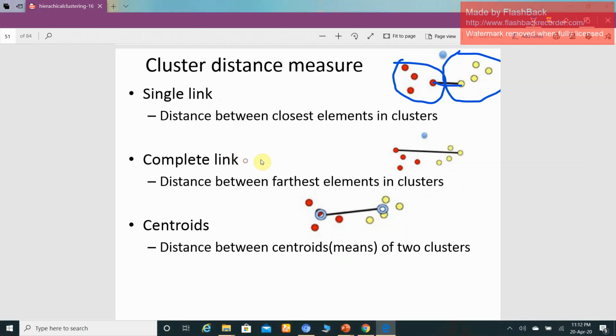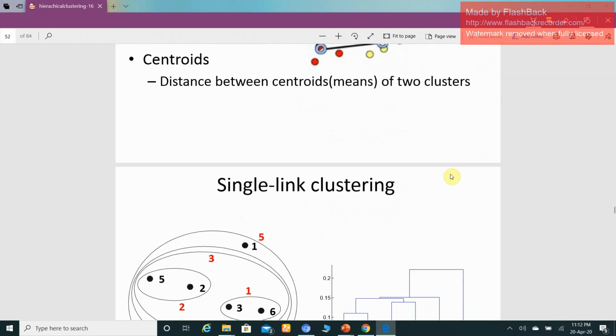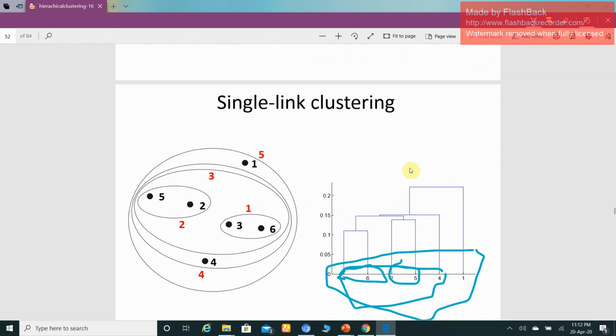Complete link means we are considering the maximum distance, the distance between farthest elements in clusters. That is called complete link. This is one cluster, this is another cluster, and these two points have the maximum, farthest distance. The next one is centroids: the distance between centroids of two clusters. Okay. This is single link.